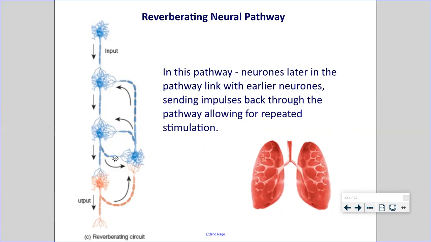So you're sending signals to your lungs, to the muscles that control breathing in your lungs. And that pathway needs to carry on for the rest of your life. So reverberating pathways are pathways that you want to continually send impulses down. That might be for a lifetime, but it can be shorter than that. It can be for minutes, it can be for hours. But like we said, in the example of breathing, then it's a lifetime.